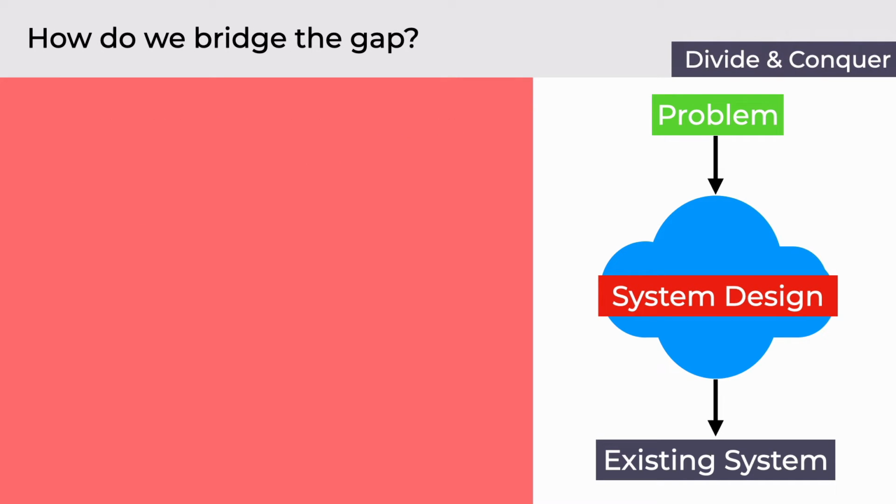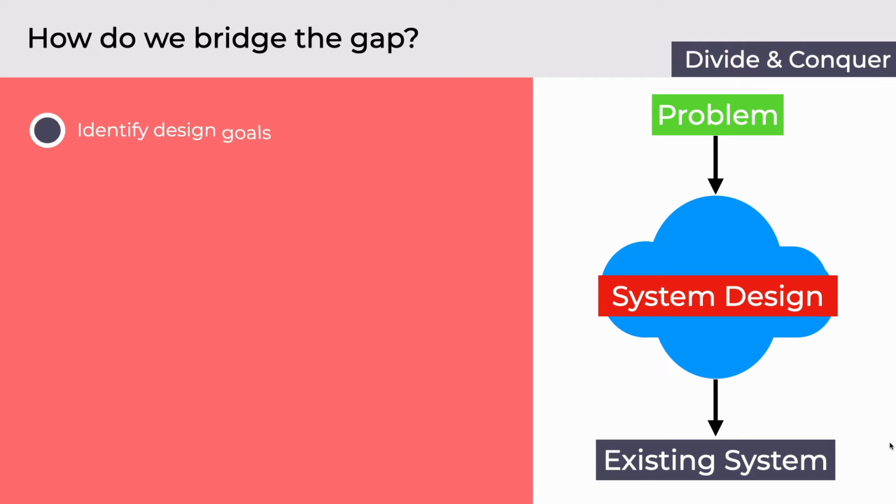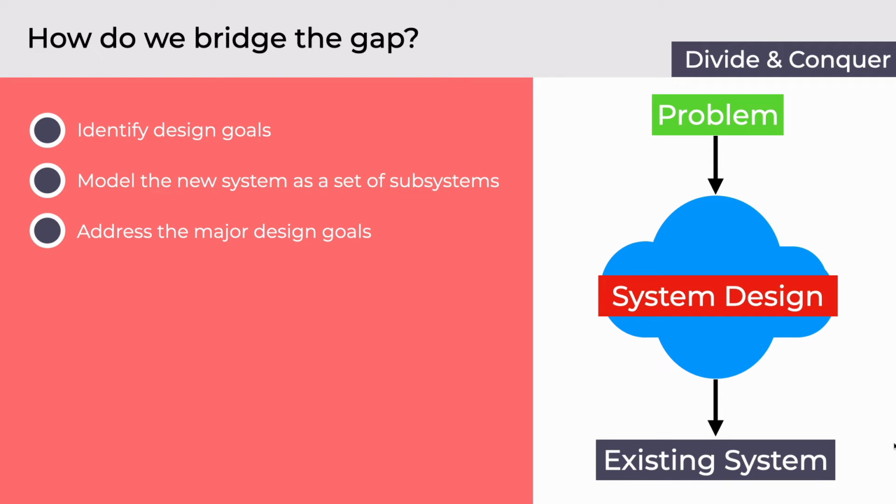Let's find out how we can bridge this gap or how we can perform the system design activity based on what we learned so far. We will simply follow this 3-step approach. First, we identify the design goals that we care about in a system. Next, we would use this divide and conquer strategy to break down the large system that we're trying to build into smaller subsystems, making it overall manageable. Finally, we try to produce the system design, that is, we define the architecture, the components, and interfaces in such a way that it addresses the design goals.